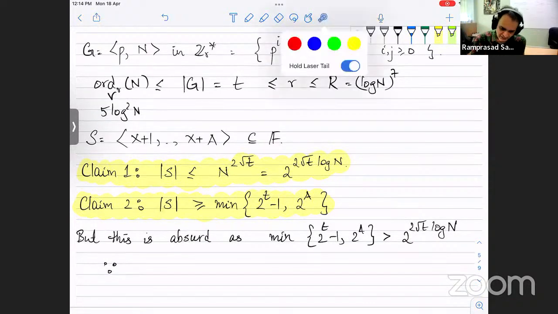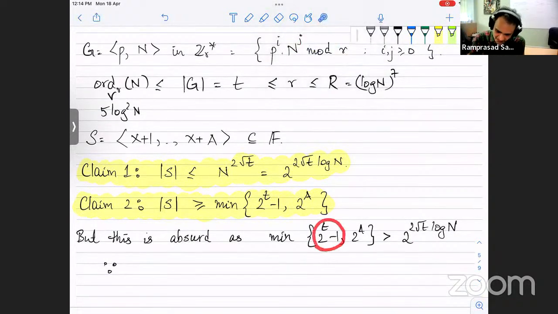Okay, now, so notice that when will this be bigger than this quantity? So roughly you want t to be bigger than 2 square root t log n, which is the same thing as saying that square root t is bigger than 2 log n. But I know that t is like 5 log squared n. So square root t is certainly bigger than 2 log n. So this basically tells us that 2 power t minus 1 is much larger than this guy anyway.